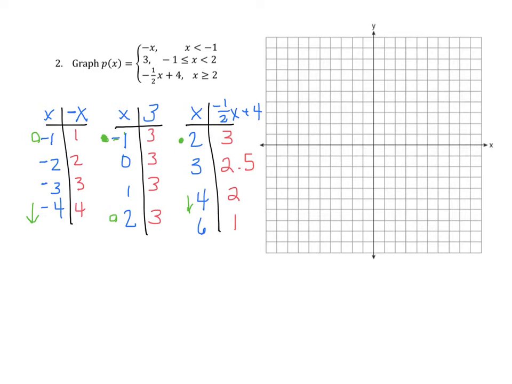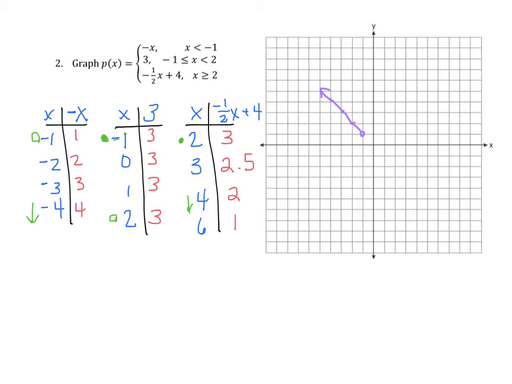Okay, so we're going to start with the very first one on the left-hand side, and again, we plot the points, and then we take a look at what we get. All right, so I'm going to start with negative 1, 1, which is an open circle. Okay, and then I go negative 2, positive 2, and then negative 3, 3, and negative 4, 4. And so I can see that I have a line here, going to continue on. I have an arrow at the end and an open circle there at negative 1, 1.